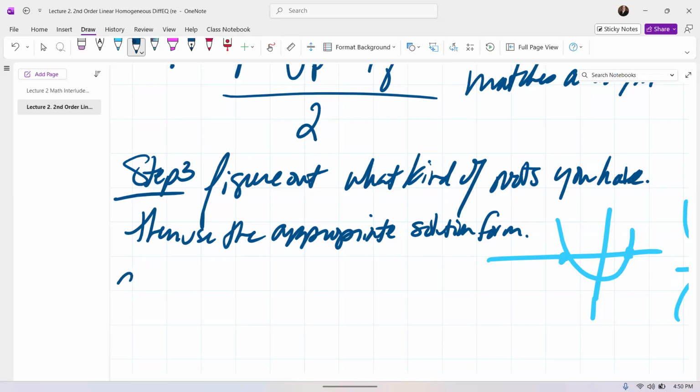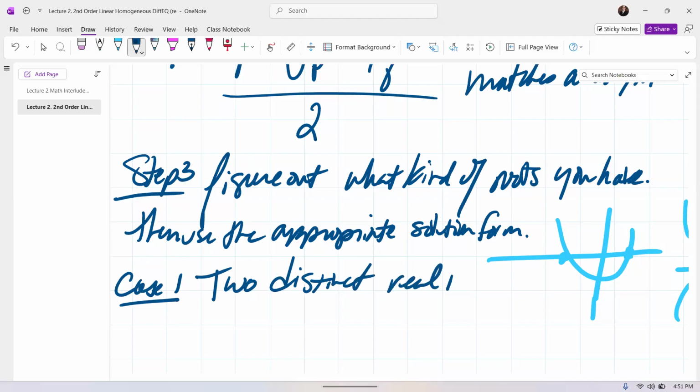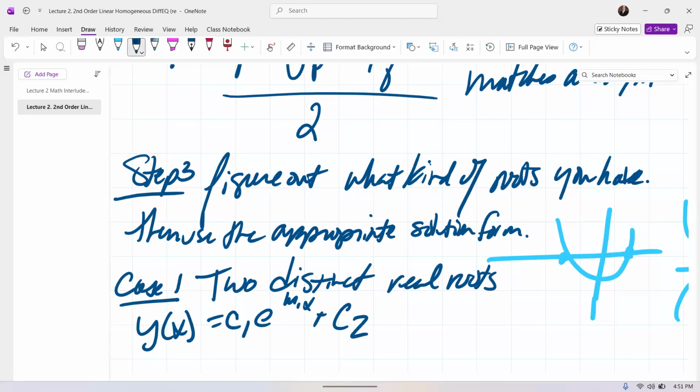You have 3 cases. Case 1 is 2 distinct real roots. And if you have 2 distinct real roots, then the equation is y of x equals c1 e to the m1 x plus c2 e to the m2 x. And you'll substitute in your values.